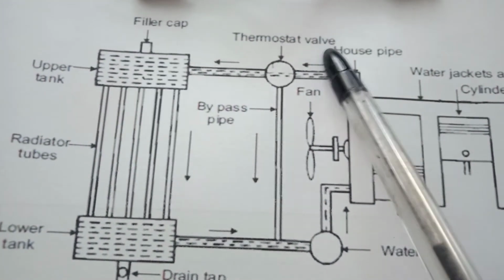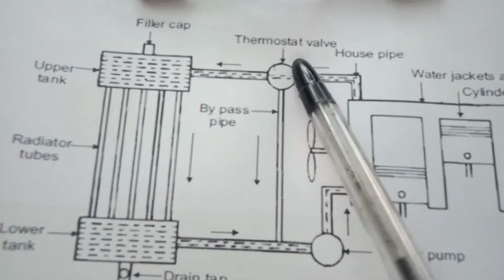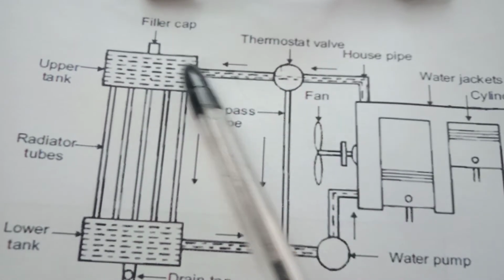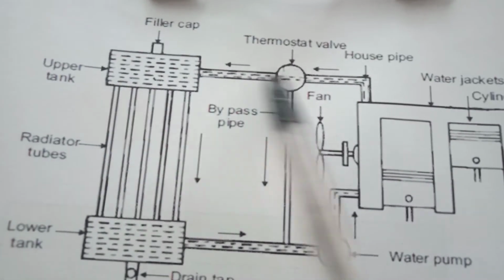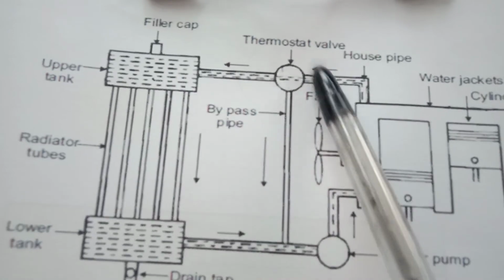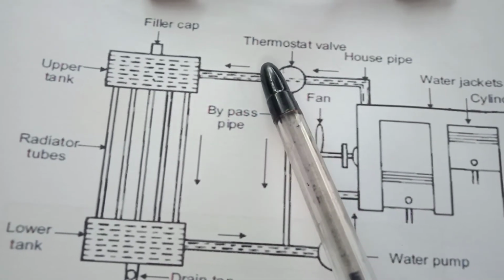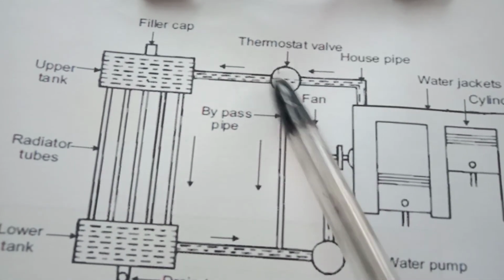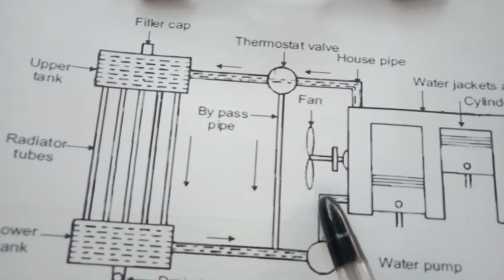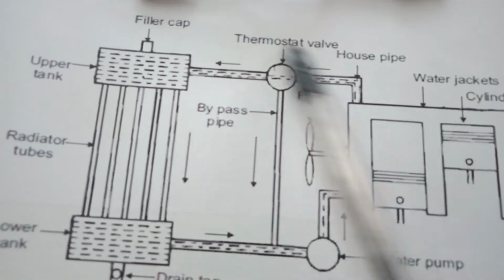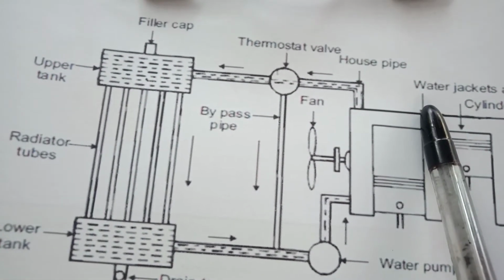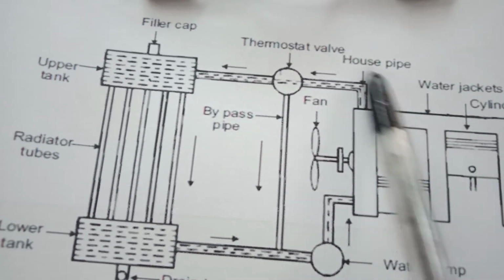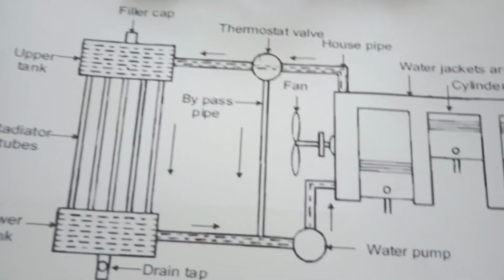Now what is the working of this thermostat valve? This thermostat valve is present here, at the exit of the hot water, in between the upper tank and the exit of the hot water. Now what is its function? The thermostat valve comes into action when the engine temperature is very low. Suppose the ambient temperature is in the range of 5 to 6 degrees Celsius.